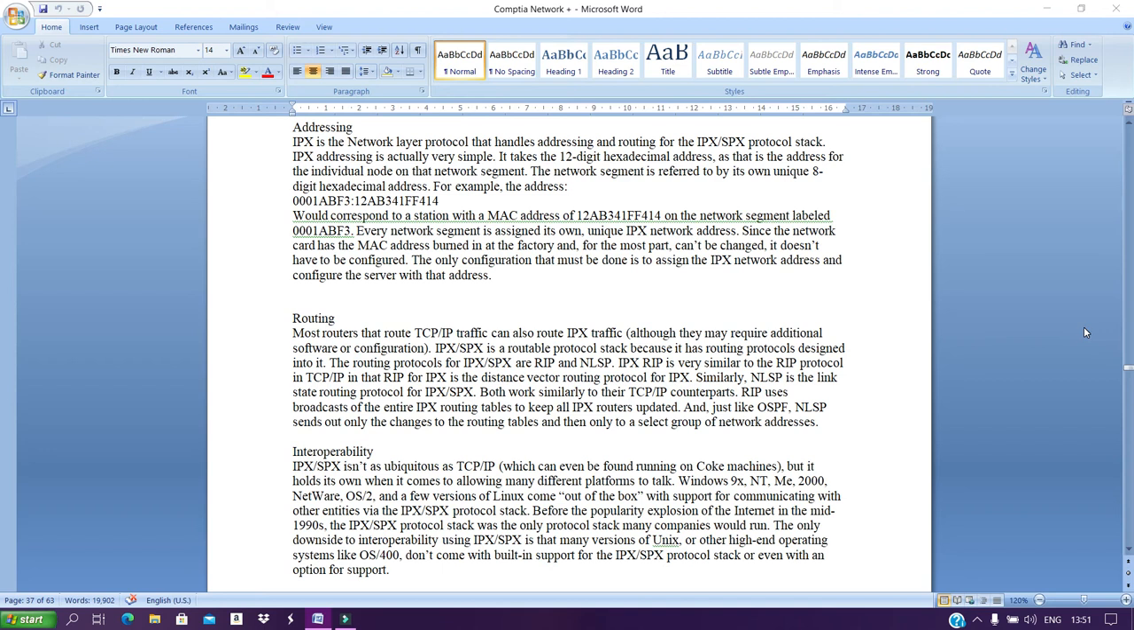Since the network card has the MAC address burned in at the factory and for the most part it can't be changed, it doesn't have to be configured. The only configuration that must be done is to assign the IPX network address and configure the server with that address.